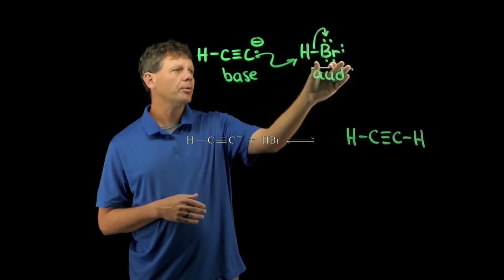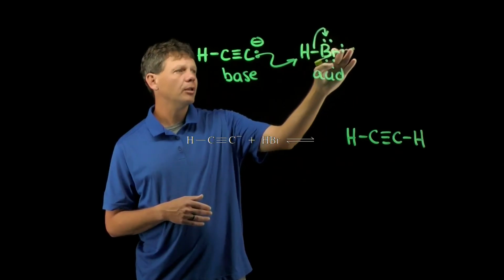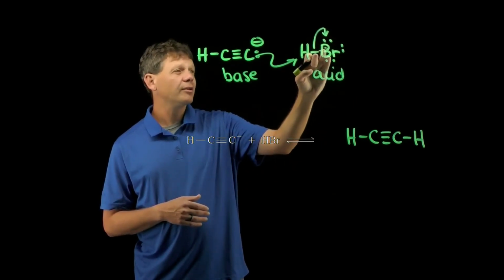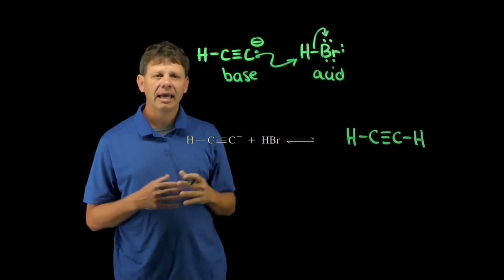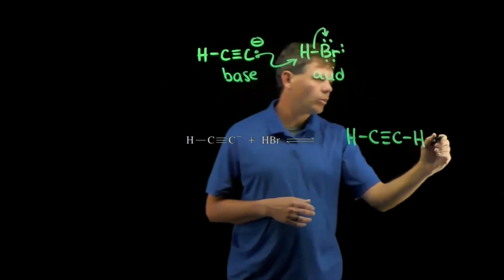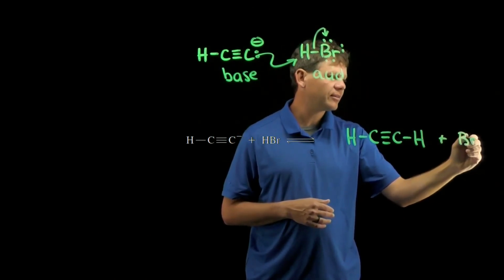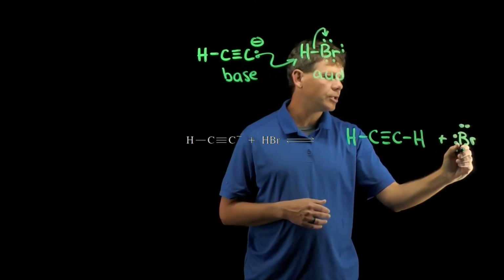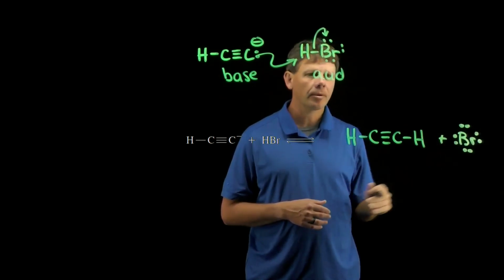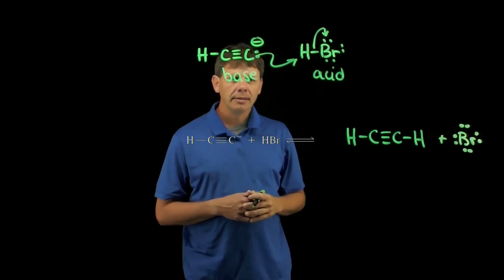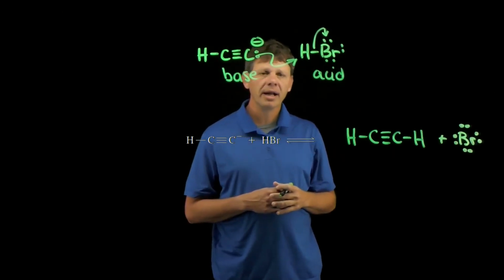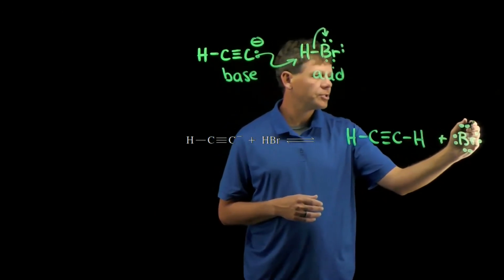Doing the same thing for the bromide, we see that bromine has 3 lone pairs, and when these electrons move on, we'll create a 4th lone pair. And so we end up with this as our conjugate base and the other product. Now bromine with 4 lone pairs is going to have a negative charge.